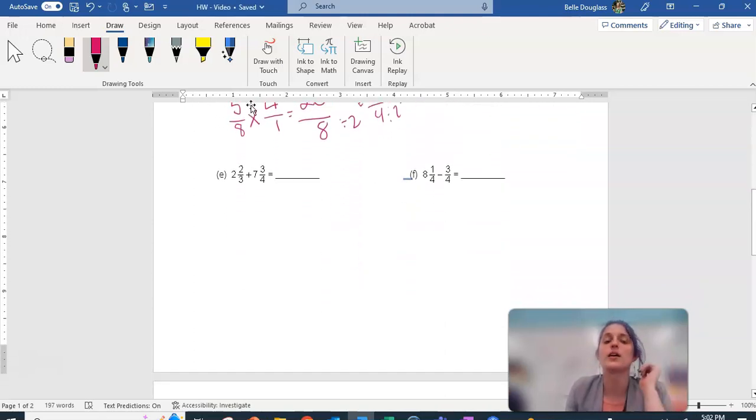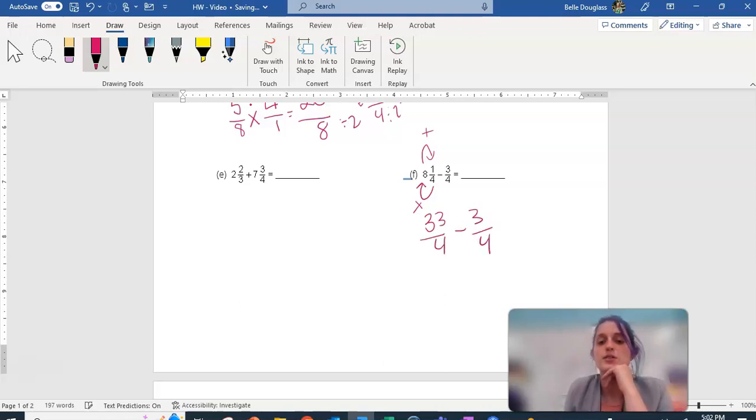Now, when you are adding and subtracting fractions, you need common denominators. So here I'm going to change this to a fraction. 8 times 4 is 32, plus 1 is 33 fourths minus 3/4. When they already have common denominators, great. Your answer is also going to be fourths, and all you need to worry about is 33 minus 3.